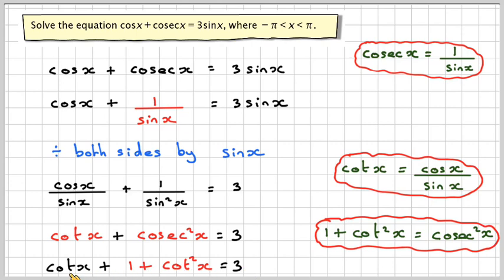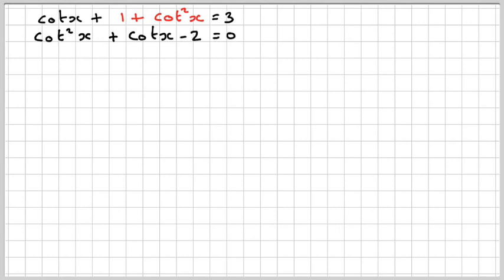We've now got a quadratic in one variable, which is cot x, which is one of the techniques of solving trig equations, to try and reduce it to a single variable. Right, so rearranging this so it looks more like a quadratic. This becomes cot squared x plus cot x, you take the 3 over here, you're going to get minus 2 is equal to 0. This factorises quite nicely into cot x minus 1, cot x plus 2 is equal to 0.